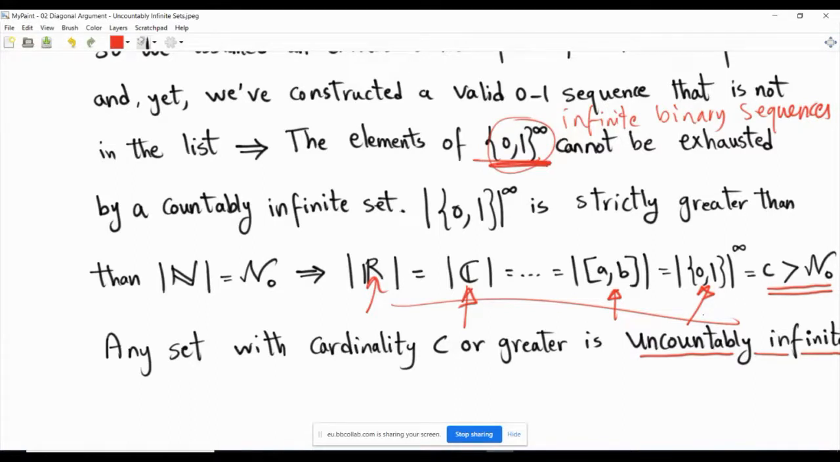So they have the same cardinality, which is called C, small c, but small c is strictly greater than Aleph naught, and the diagonal argument showed this: you cannot exhaust something like the set of infinite binary sequences using the natural numbers. So any infinite set that has a cardinality strictly greater than the cardinality of the natural numbers is called uncountably infinite.